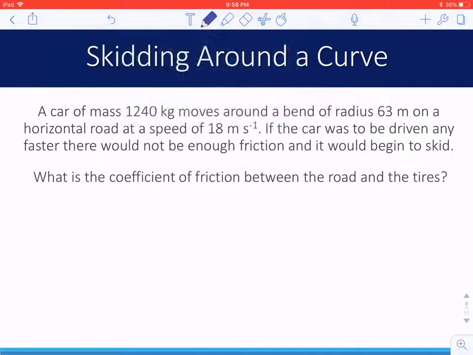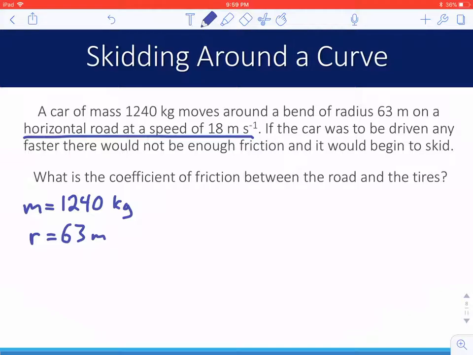So first thing we should do is just list the variables that we know. We know the mass is 1,240 kilograms. We know the radius of this curve is 63 meters. We know that the horizontal road speed is 18 meters per second, and since that's meters per second, we know that is v and not omega. Omega is radians per second, v is in meters per second. So now we're going to ask, what is the coefficient of friction between the road and the tires?